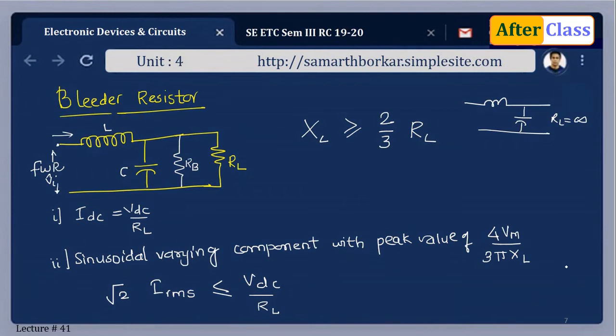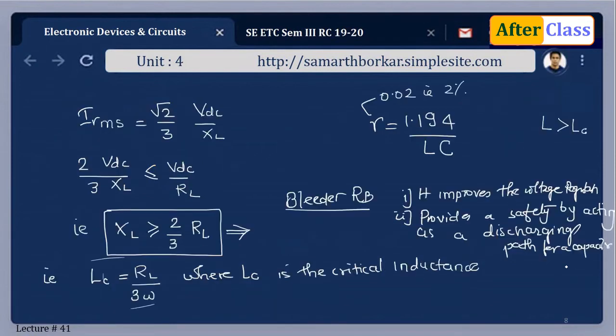Okay. Now let us just summarize why this bleeder resistor is important. As I said, it improves the voltage regulation. Then this bleeder resistor can also be used as a voltage regulator. And the second point, it provides the safety to the operator by providing a discharge path to the capacitor.